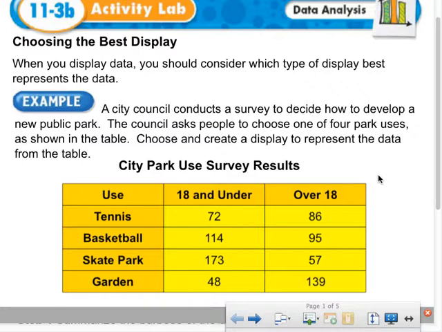Example, a city council conducts a survey to decide how to develop a new public park. The council asks people to choose one of 4 park uses, as shown in the table below. Choose and create a display to represent the data from the table.